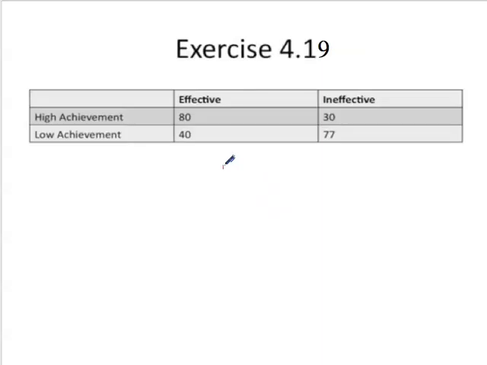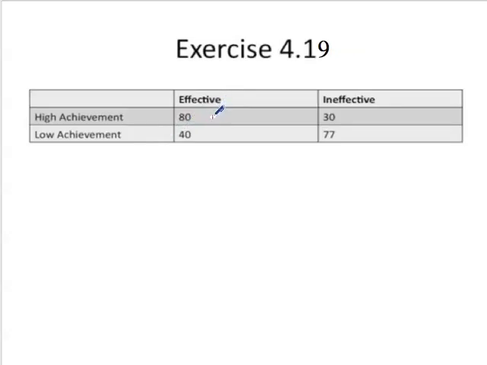Well, for the sake of contrast to the last problem, let's go ahead and do this. We're going to say, what is the achievement level given the teaching effectiveness? In other words, what percentage of high achieving students were placed with the effective teacher, and what percentage of low achieving students were stuck with the effective teacher.